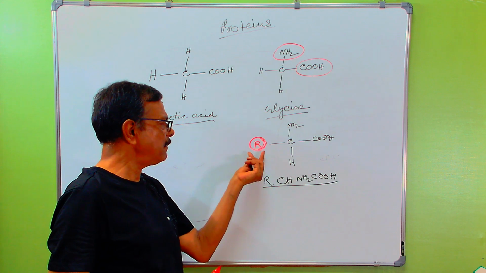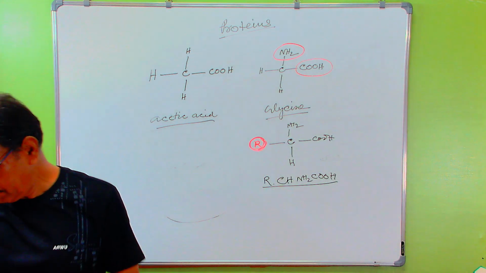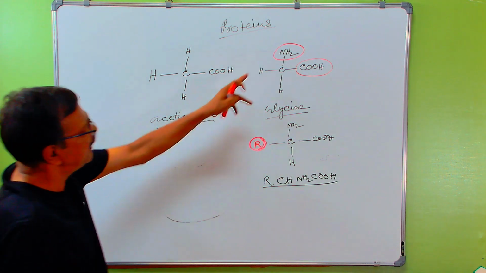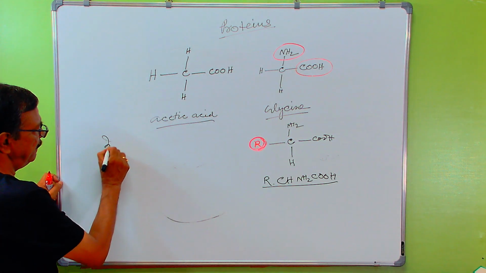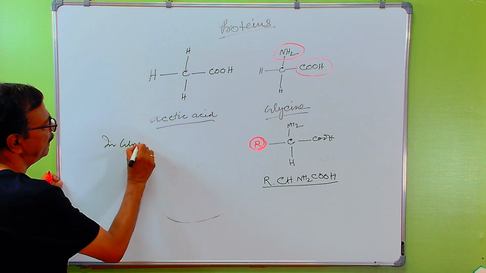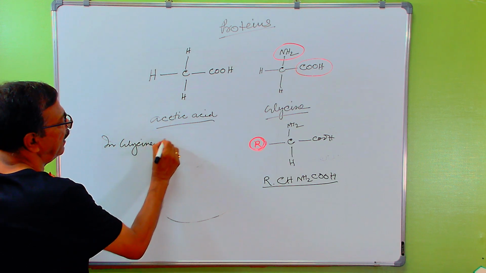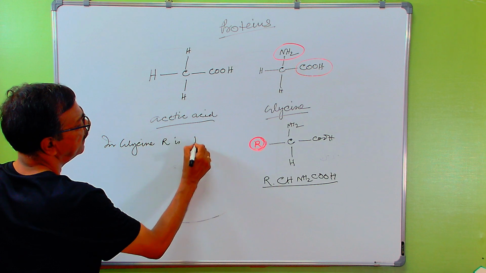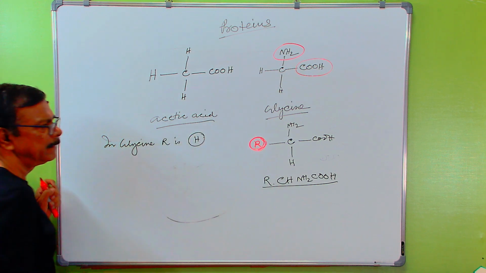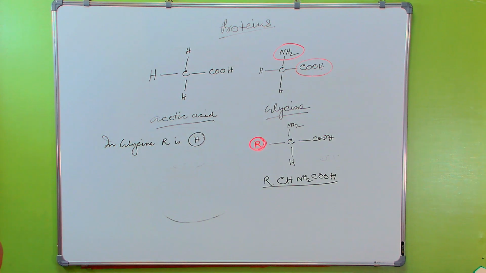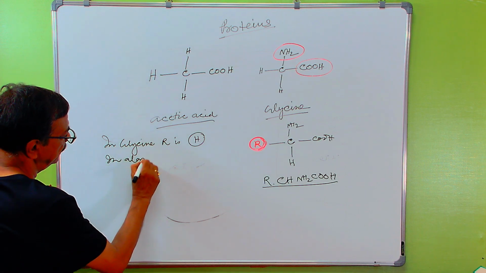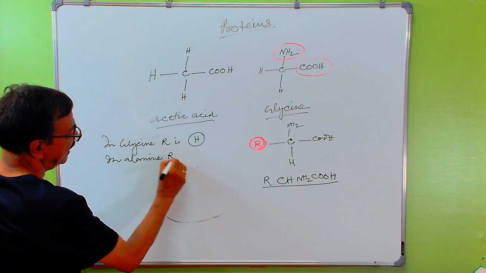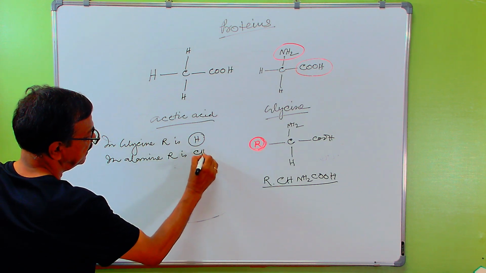This R may be different. In glycine, this R is H. Write it down. In glycine, R is H. Clear? In alanine, R is CH3. In alanine, this R is CH3.